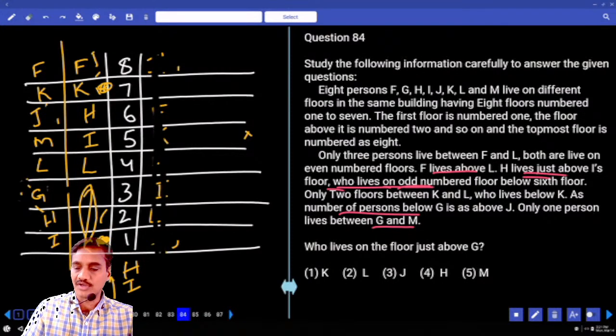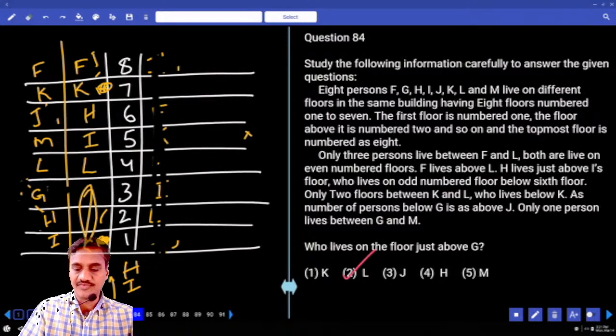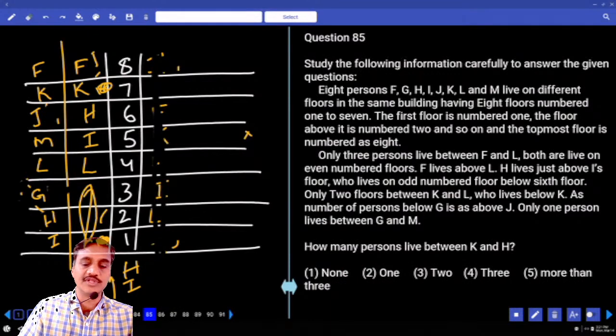Then, now according to this one, who lives on the floor just above G? Just above G is L, that is choice 2, question number 84. Then 85, how many persons live between K and H? Now in between K and H, 1, 2, 3, 4. There are 4 people between K and H, more than 3, choice 5. More than 3, choice 5, question number 85.